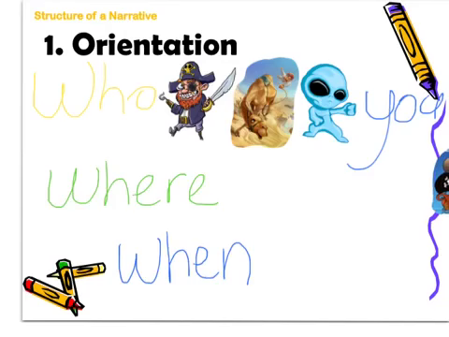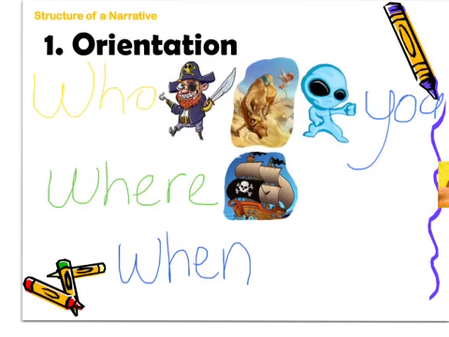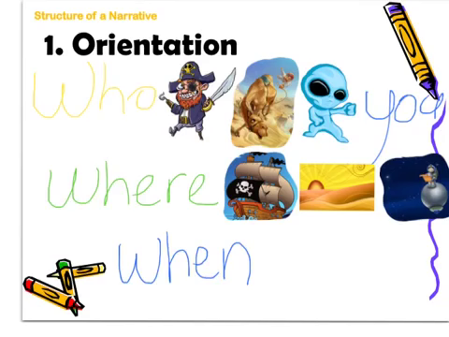Where could be anywhere. It could be on a pirate ship in the middle of the sea. It could be in the hot, dry desert, or far, far away in outer space. When could be a specific time in the past, such as yesterday, last week, or 10 years ago. It may not be important when the story happened. In this case, you could start your story with one day or a long time ago.